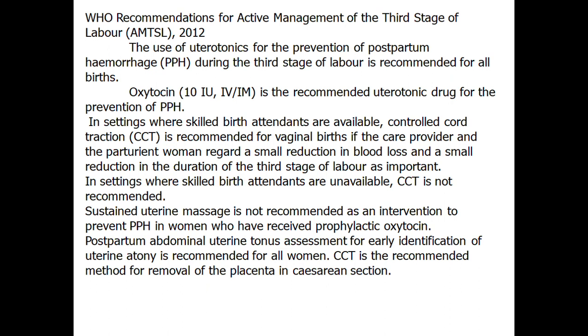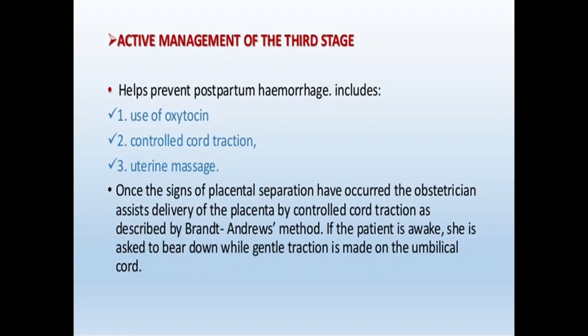Sustained uterine massage is not recommended as an intervention to prevent PPH in women who have received prophylactic oxytocin. Postpartum abdominal uterine tonus assessment for early identification of uterine atony is recommended for all women. Controlled cord traction is recommended as the method for removal of the placenta in cesarean section. Active management of the third stage of labor helps prevent postpartum hemorrhage by using oxytocin, controlled cord traction, and uterine massage.